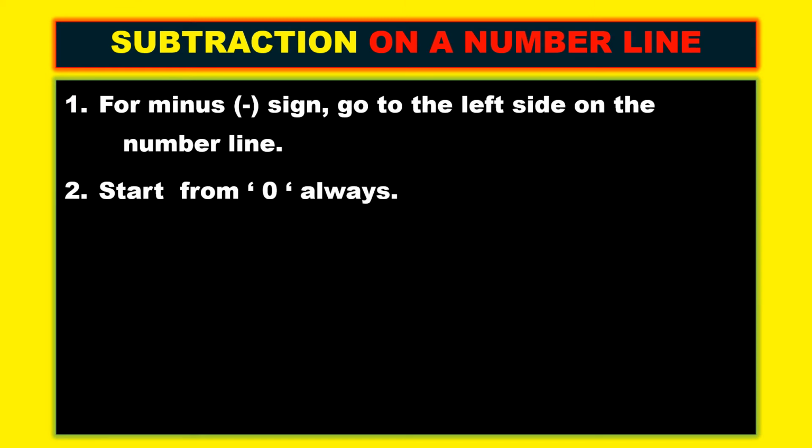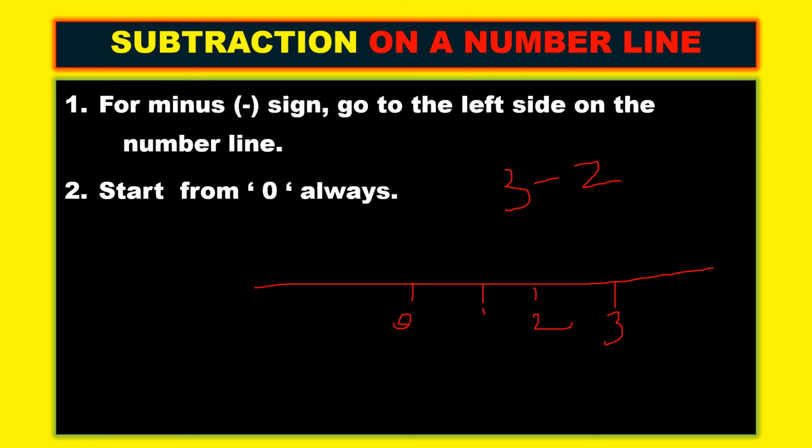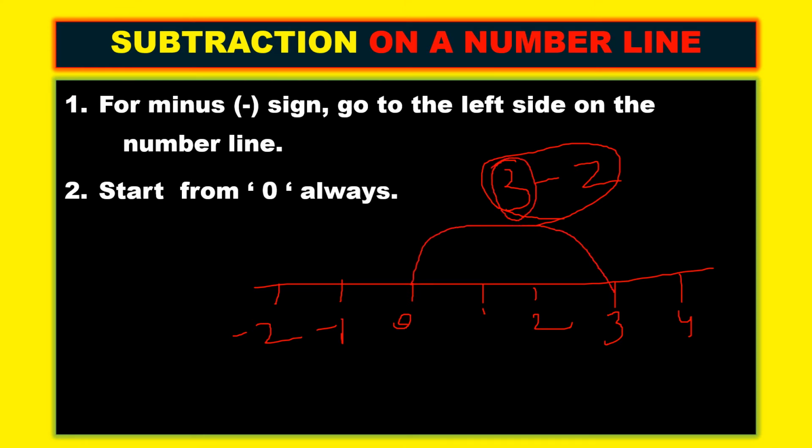So suppose I want to indicate this 3 minus 2 on a number line. Here you'll have 0, 1, 2, 3, 4, and so on. Here minus 1, minus 2. Suppose now if I want to indicate this on the number line, first whatever number is there, that number should be indicated from 0 always, whether it is a positive number or negative number. Suppose here I have taken minus 3, you should start from 0 only, 0 to minus 3.